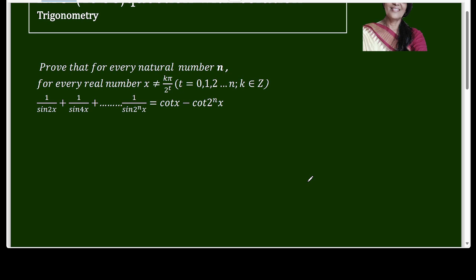So since this is an Olympiad question and based on trigonometry, we should know some trick to solve it, or we have to derive some formula. So here the formula is, I am sharing, cot x minus cot twice x equals cos x over sin x minus cos twice x over sin 2x.